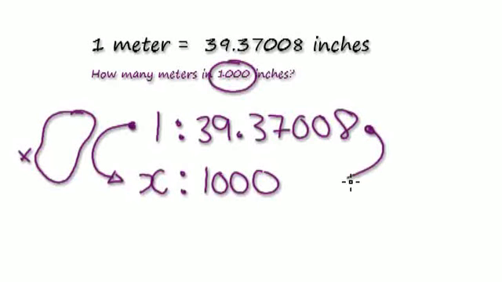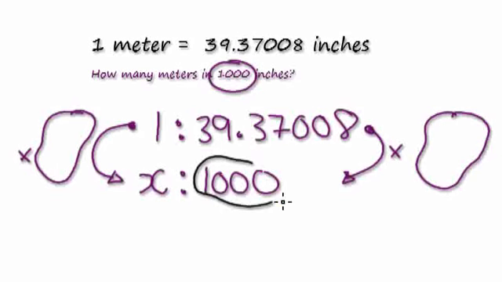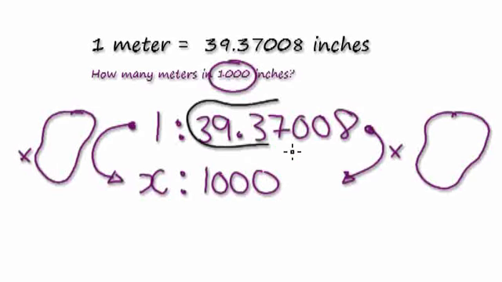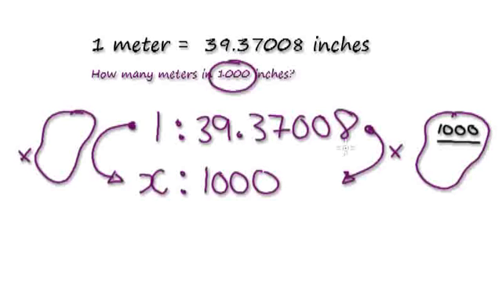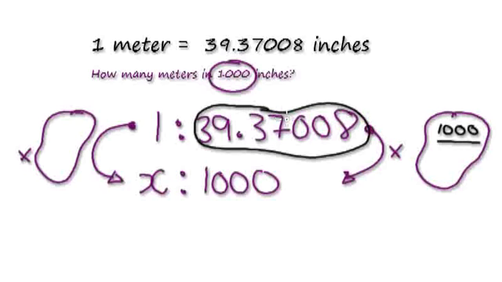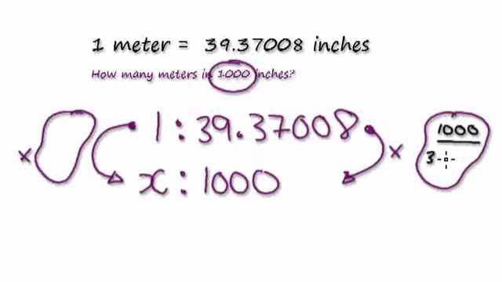You use the two numbers on the right hand side. So you need to times by a magical number here. Now that magical number would be the destination divided by the start. Remember, it's the destination here, 1,000, divided by the start here, 39.3708. And then jump to your calculator.